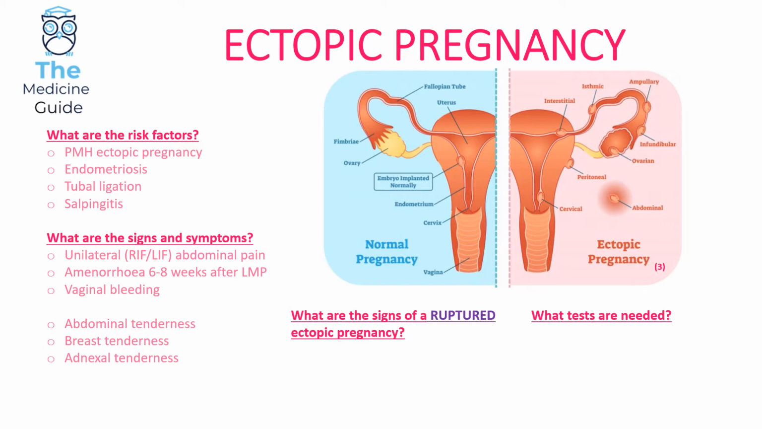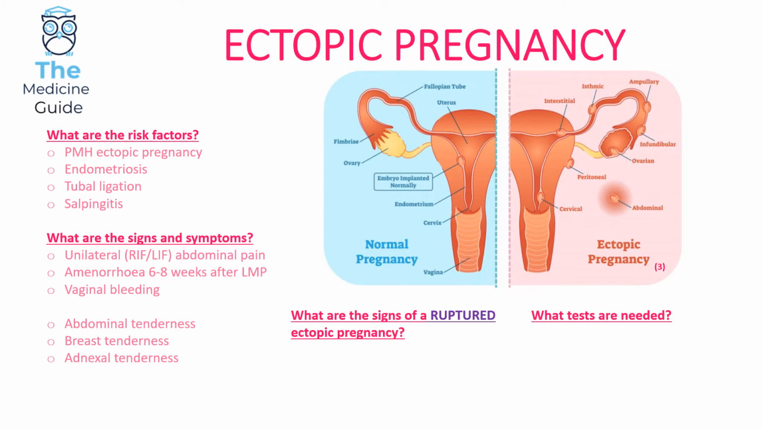These women will also suffer from vaginal bleeding, abdominal tenderness, breast tenderness, and adnexal tenderness. The breast tenderness is quite important because it's suggestive of pregnancy-like symptoms, and that, coupled with the amenorrhea, the lack of periods for 6 to 8 weeks, is highly suggestive of either pregnancy or an ectopic pregnancy, but you've got to consider the other factors.